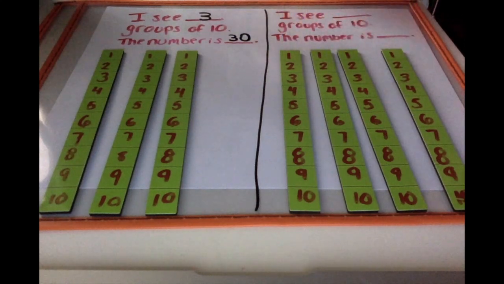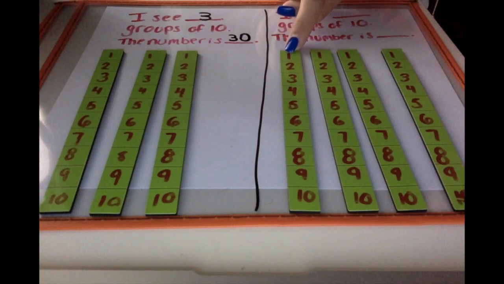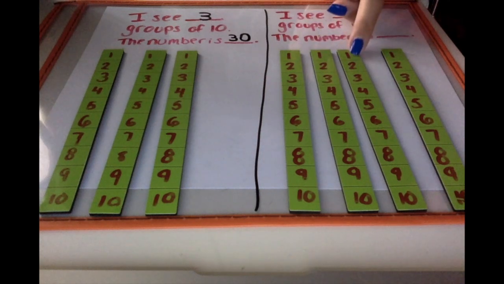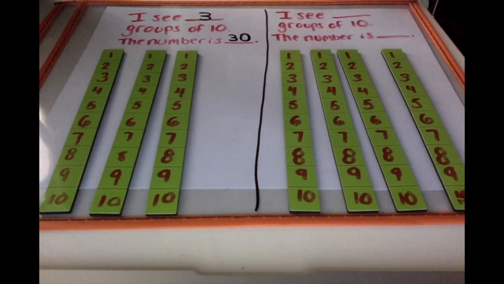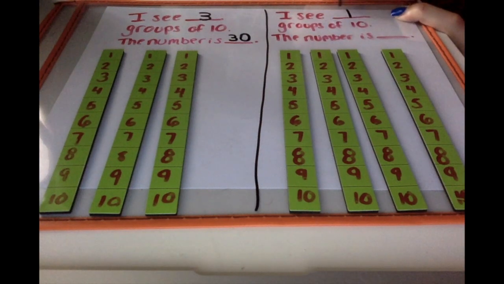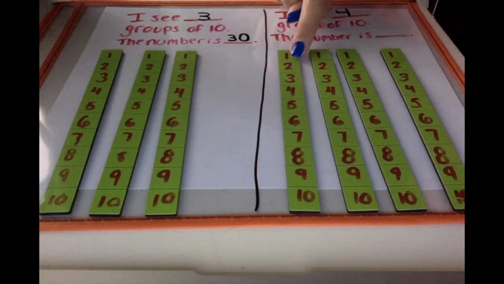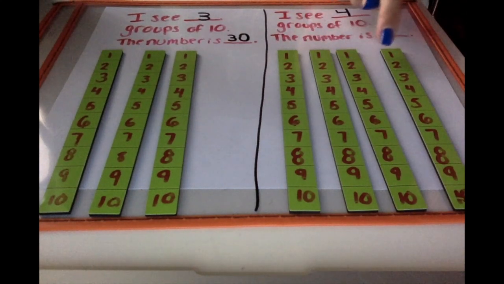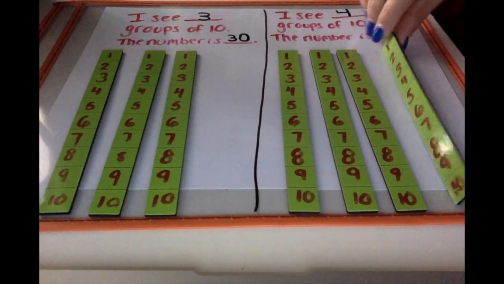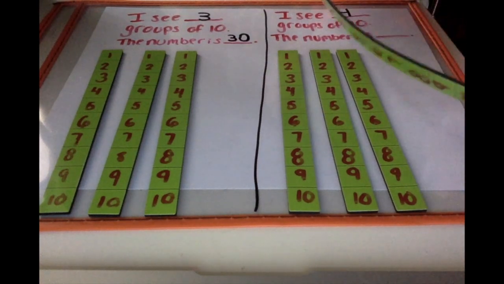Let's take a look at this side. So again, we have that same sentence. I see blank groups of 10. The number is blank. So, how many groups of 10 do we see? 1 group, 2, 3, and 4. So how many groups of 10 are there for this number? 4. That's right. 1 group, 2 groups, 3 groups, and 4 groups. And remember, those 10s, they stick together. They do not come apart. See, I can't even take it apart.